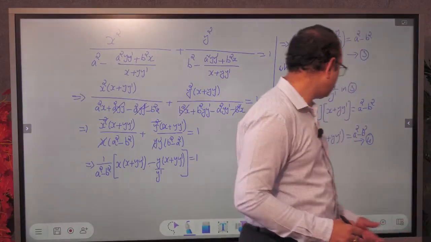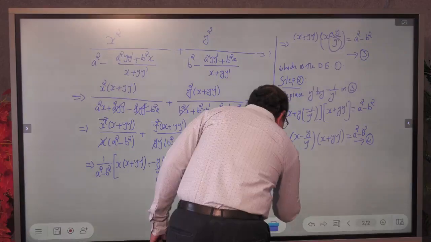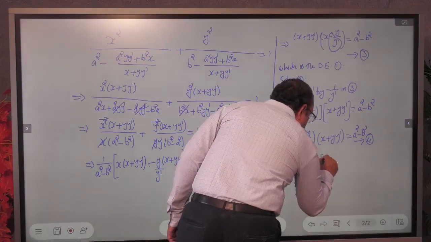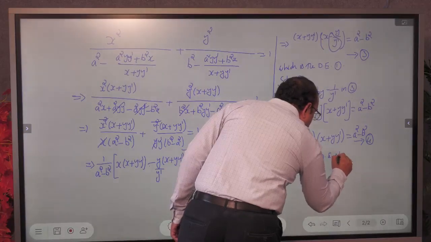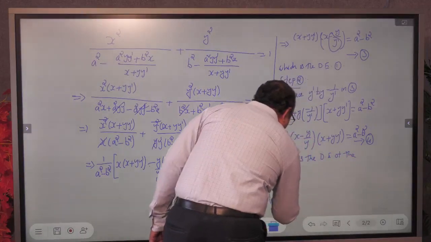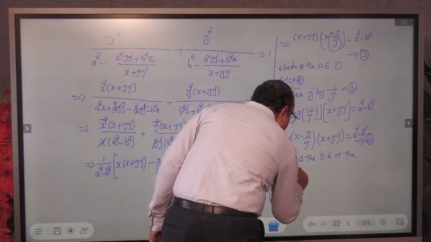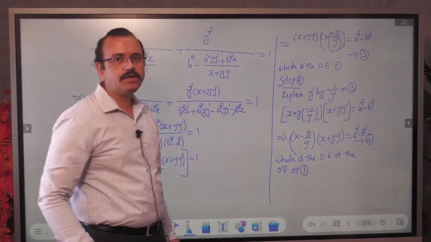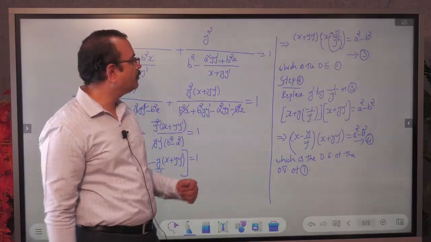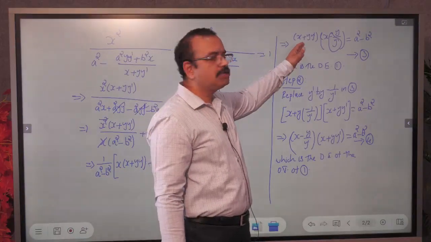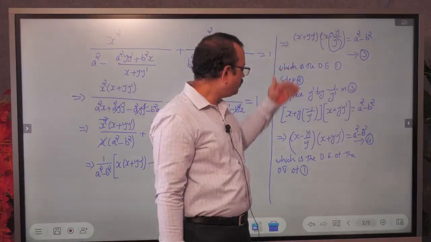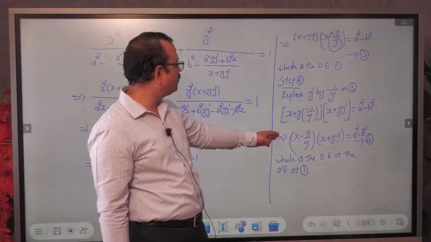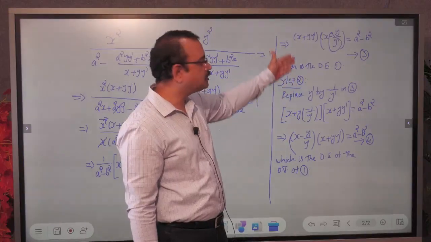Okay, so you just can write it. Which is the differential equation of the orthogonal trajectory of equation 1. Now if you observe the equations 3 and 4, equation 3 is the differential equation of the given family, and equation 4 is the differential equation of the orthogonal trajectory. Both are nothing but same. If you observe, the equation 3 and 4 are same.